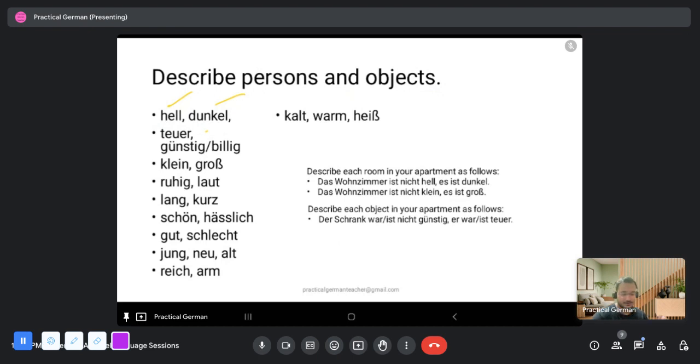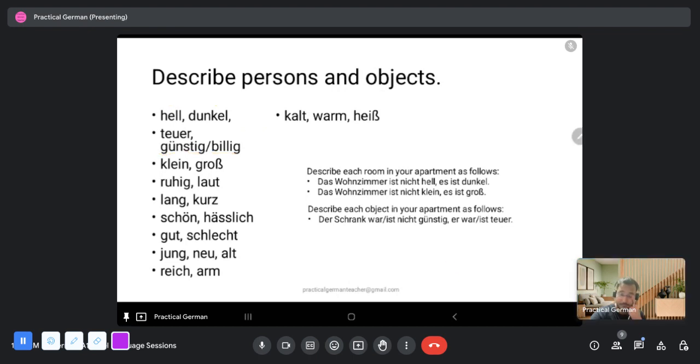Klein, groß. Small. So there is a difference between günstig and billig. They both mean less expensive, but if you say billig, it means cheap. Günstig means not expensive or affordable. For example, if I get something at a discount, I will not say es ist billig. I will say es ist günstig. Because there's a bit of difference between cheap and less expensive, right? I hope you know the difference. Continue.